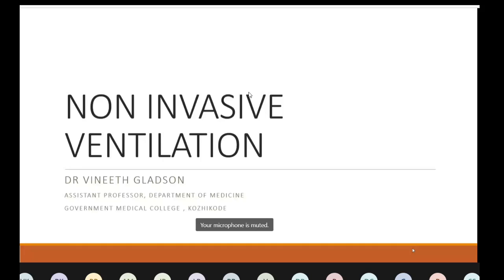The two ways, now that we know that in saturation with an NRBM, the two options that we have are non-invasive ventilation and mechanical ventilation. So the question that we have to ask ourselves is, shall we take this patient on NIV or shall we take this patient on mechanical ventilation?